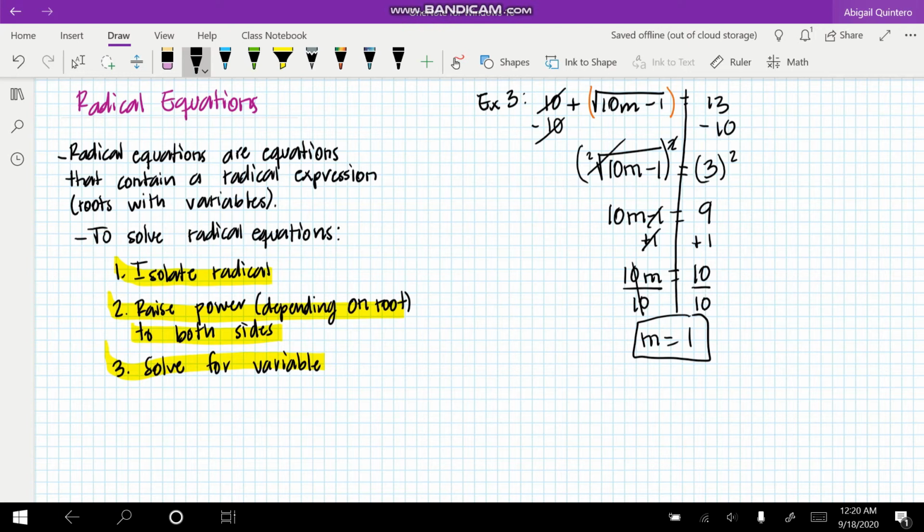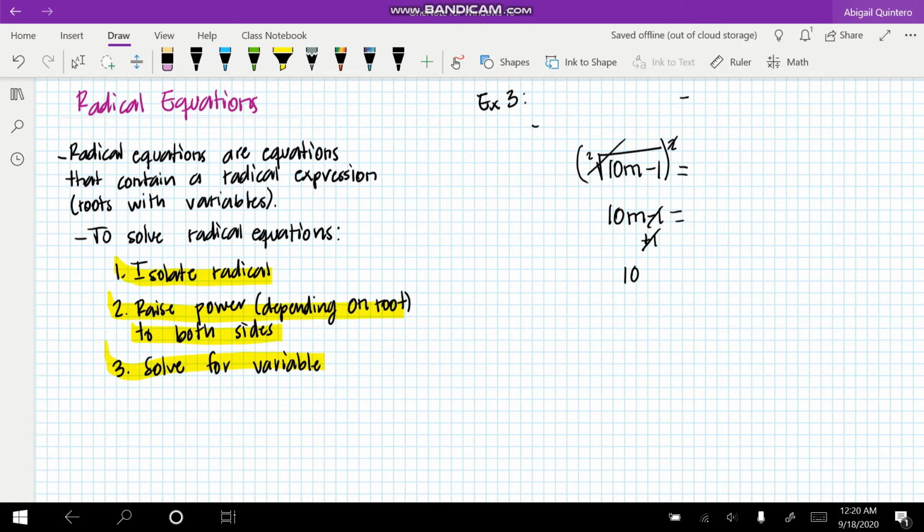Now let's go ahead and go over another example. So the fourth example for radical equations.